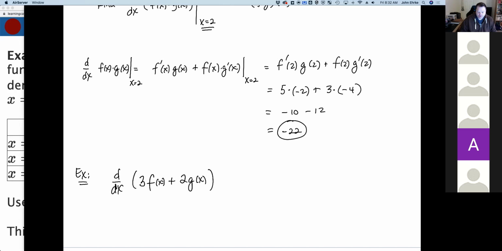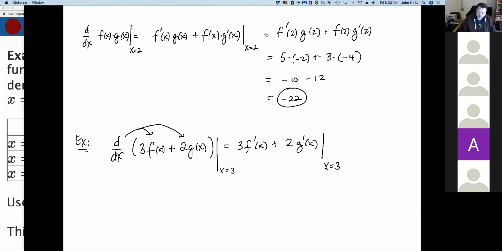If you were to do something like that, remember the derivative is linear, which means it distributes across addition and subtraction, and it factors out constants. So this is the same thing as 3f prime plus 2g prime. In other words, I take the derivative of f, which is f prime, I take the derivative of g, which is g prime. Now suppose I wanted to evaluate that at x equal to 3.